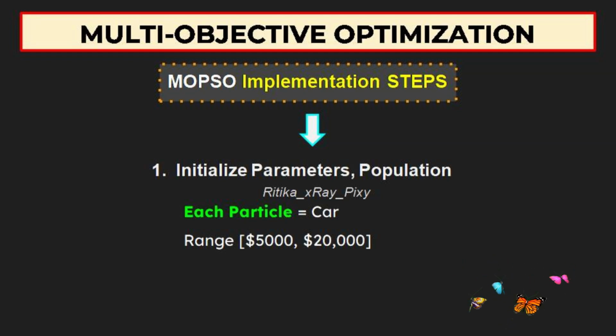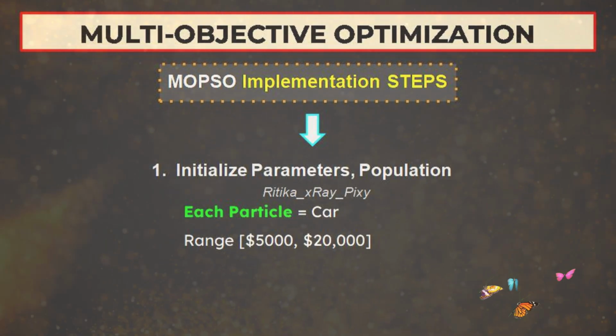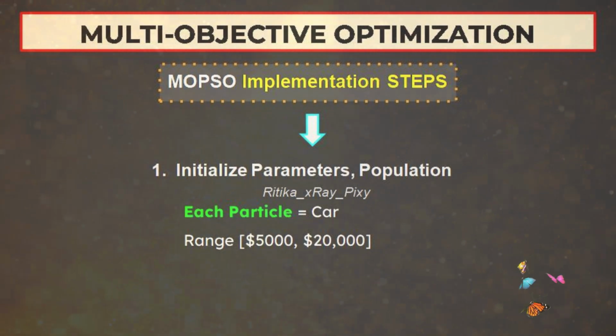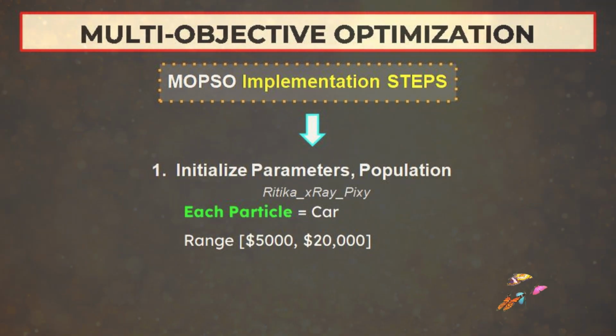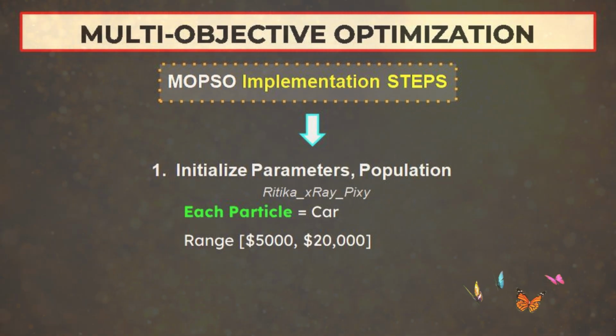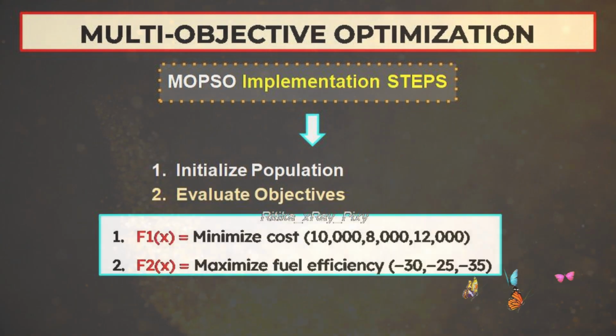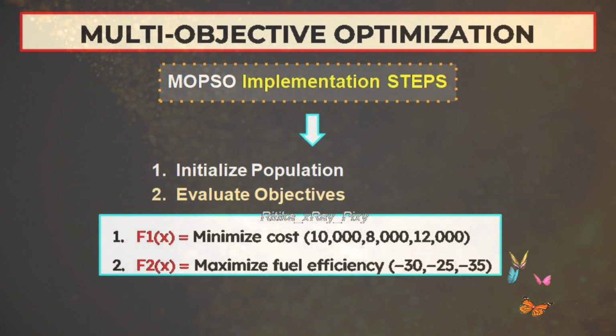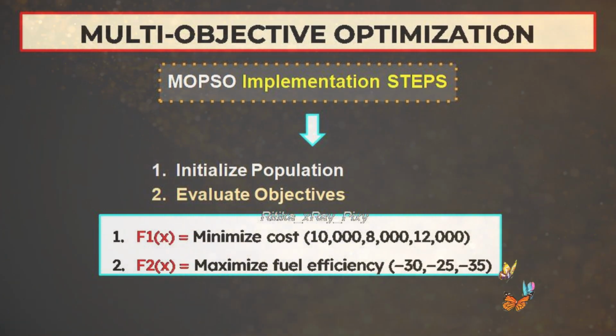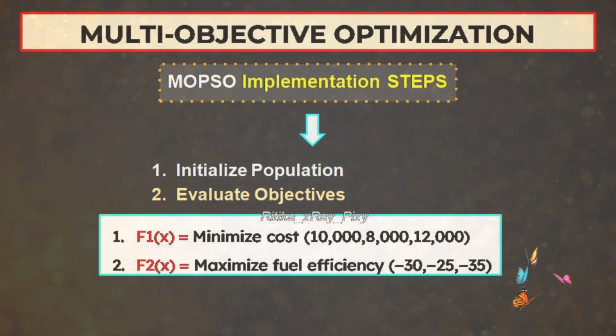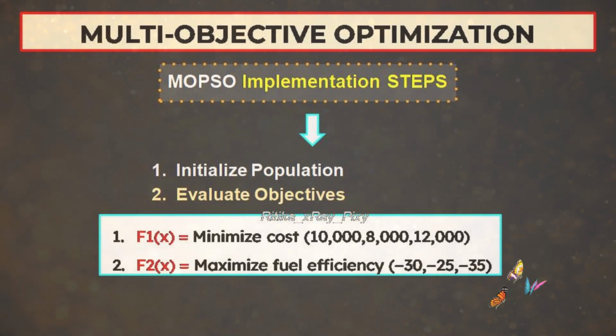Here each particle is considered a car, and the range, that is the lower bound and upper bound, is $5,000 to $20,000. So randomly we will initialize the position for each car, that is each particle, in the search space. After that we will evaluate the objectives. We will minimize the cost: we have 10,000, 8,000, 12,000, and we will maximize the fuel efficiency: -30, -20 and -35.